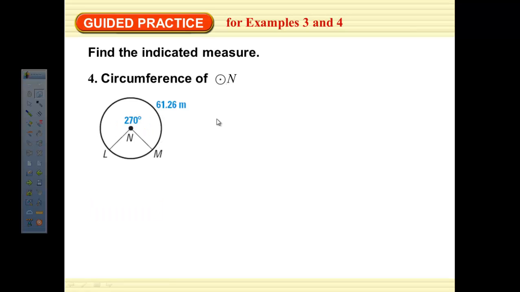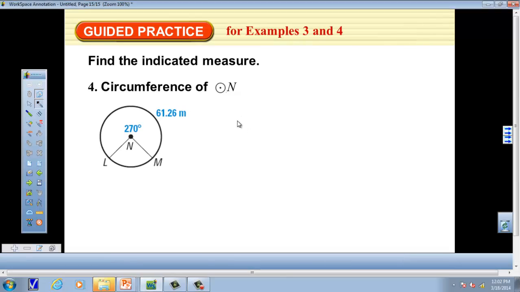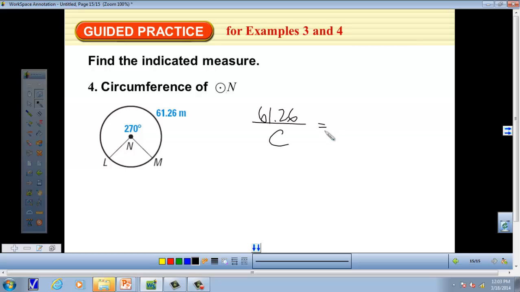5.89. Okay, here's another one where we have to find circumference. They gave us the arc length, which is 61.26. Circumference is what we want. Remember, this is 2 pi r or pi d. And it's 270 out of 360. Dividing these two, we end up with 3 and 4. Cross multiplying, we get 3c is equal to whatever 61.26 times 4 is.